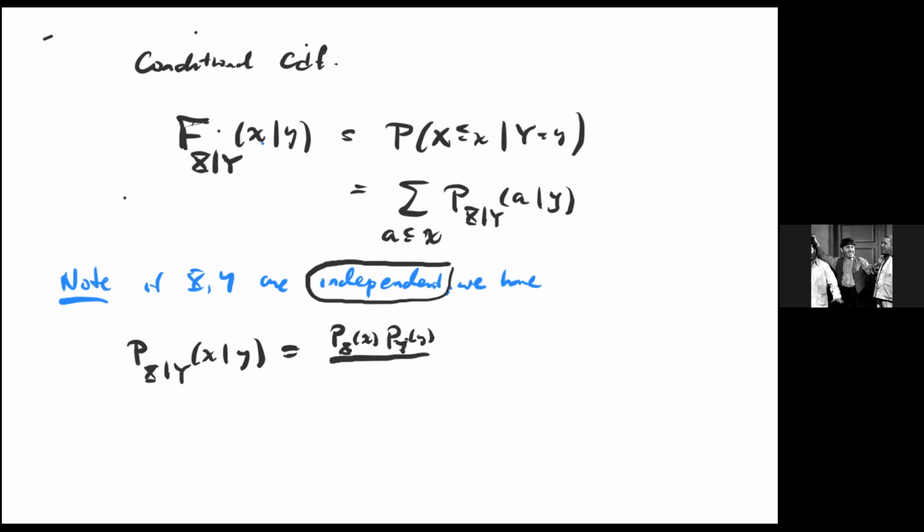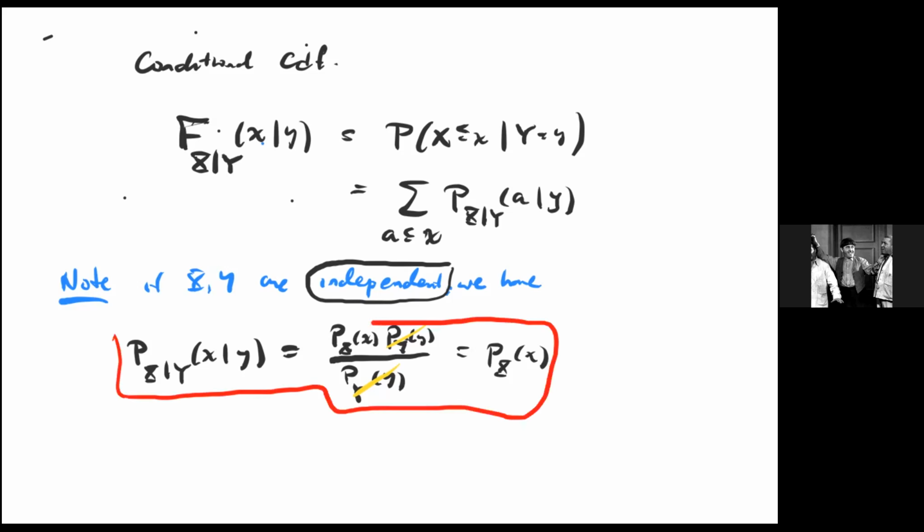Oh, and the denominator, by the definition, was P sub Y of Y. So you get cancellation occurring, and this becomes P sub X of X. In other words, the conditional distribution doesn't depend upon the random variable Y in this case. So this is an important point to make. Okay, so obvious.